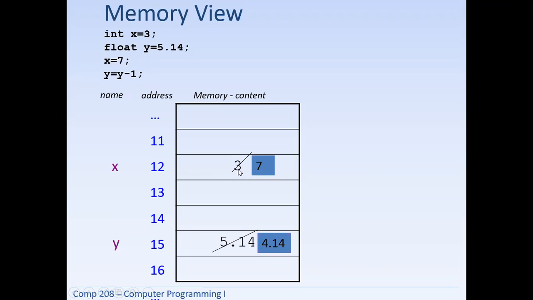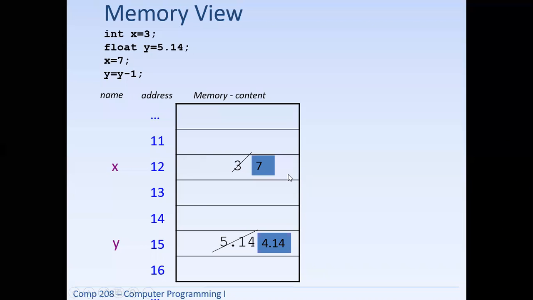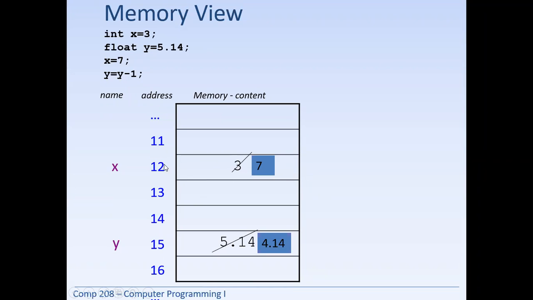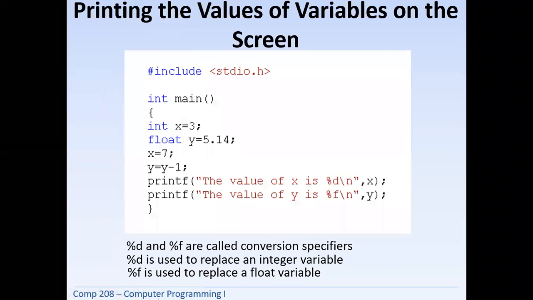Each variable has only one cell in memory, it's not a list or arrays. Later on we'll see them. So each variable has one memory location. When you overwrite with another value, we delete the old one and the new value takes its place. Okay? Now we want to print the new values on the screen.